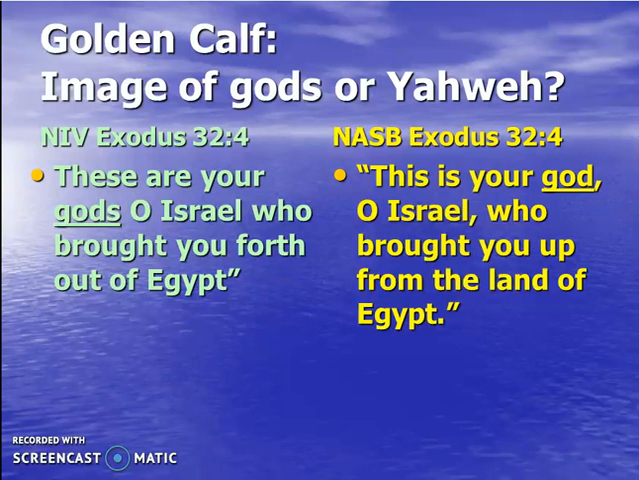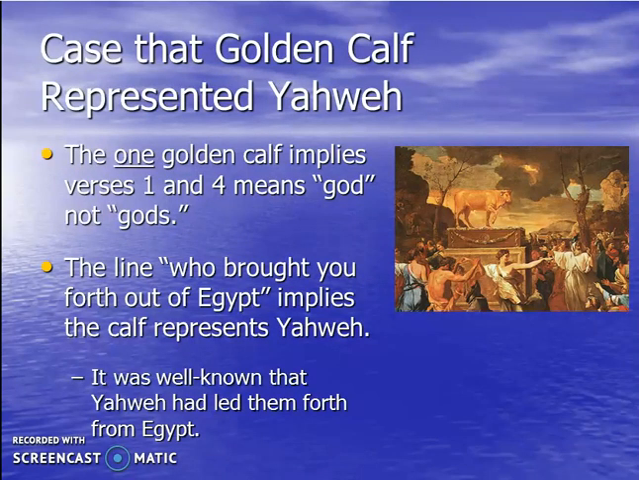However, there is another interpretation followed by the New American Standard Bible. "This is your God, singular, O Israel, who brought you from the land of Egypt." I submit to you that the New American Standard rendering is superior here. There's only one golden calf, and that implies one God, one image, one God. Moreover, the line, "This is your God who brought you forth out of Egypt," implies that the calf represents Yahweh, because all the Israelites knew it was Yahweh who had brought them out of Egypt.